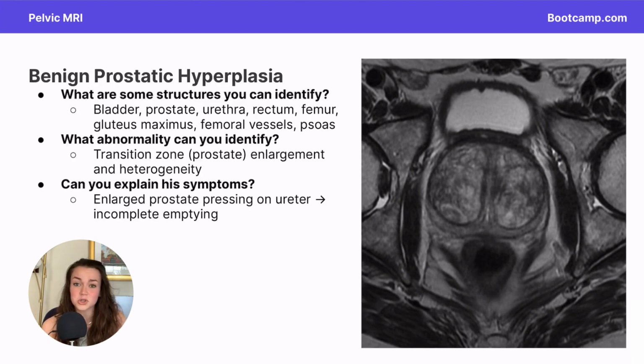All right, so some structures you should be able to identify from here. You should be able to see the bladder glowing bright white. We've got the prostate right here, and the urethra right here in the middle.